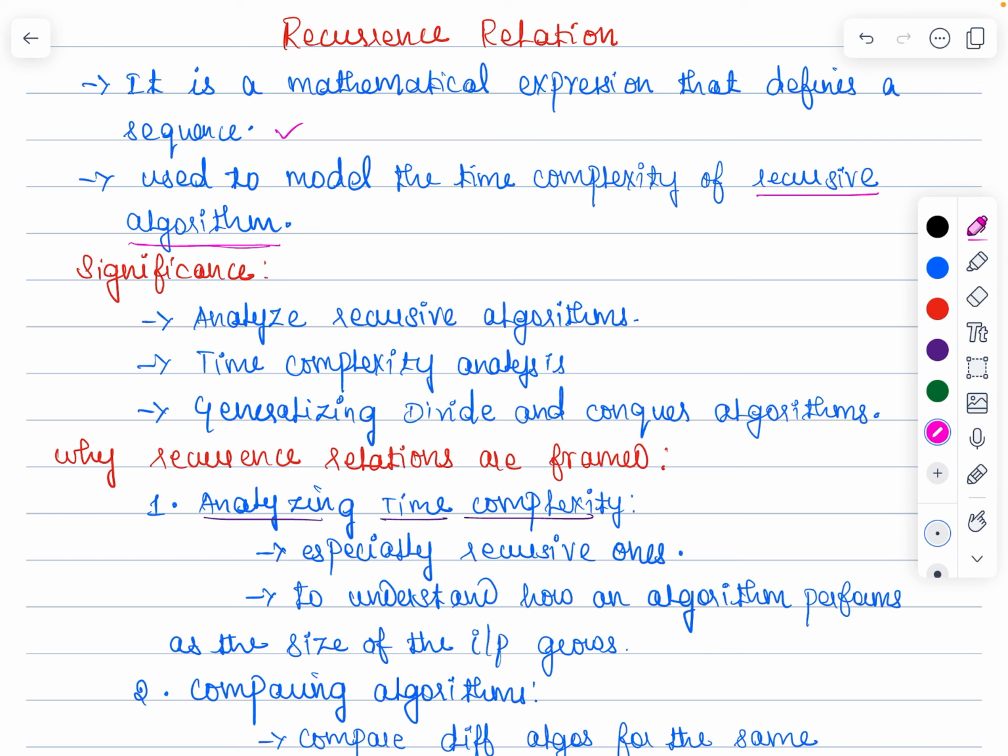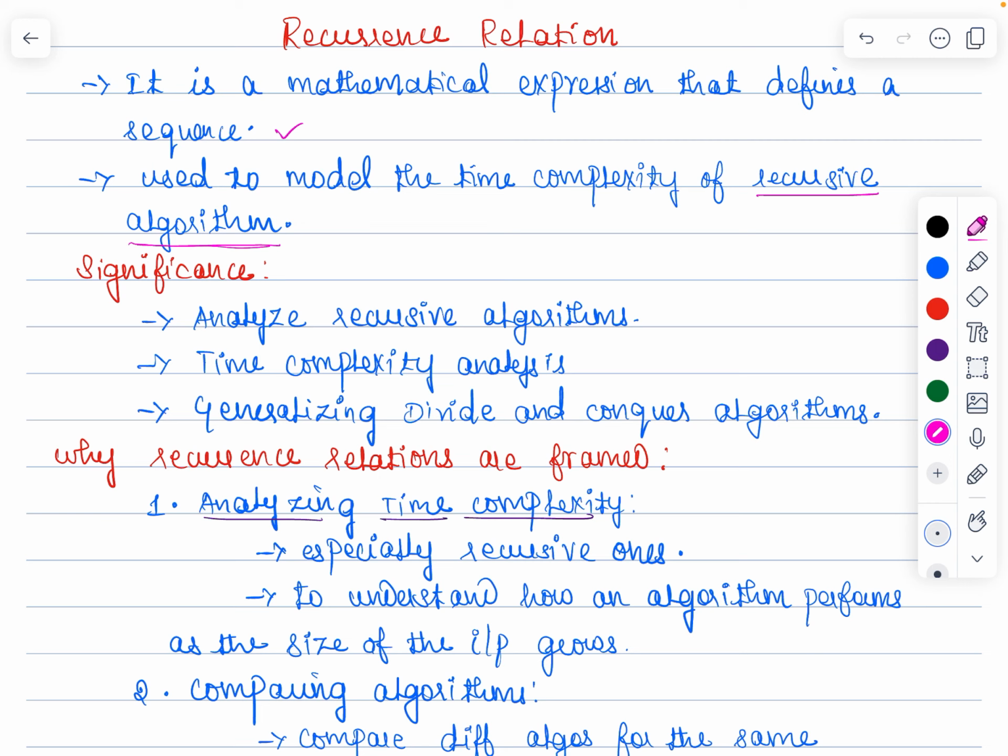Where the recursive function is involved, we have to frame the recurrence relation, and only then can we derive the time complexity. How can the recurrence relation be solved? With the help of some methods, like the substitution method, recursion tree method, and Master's theorem method. There are different methods to solve the recurrence relation through which we can derive the time complexity. Before that, let us see the significance of recurrence relations in data structures and algorithms.